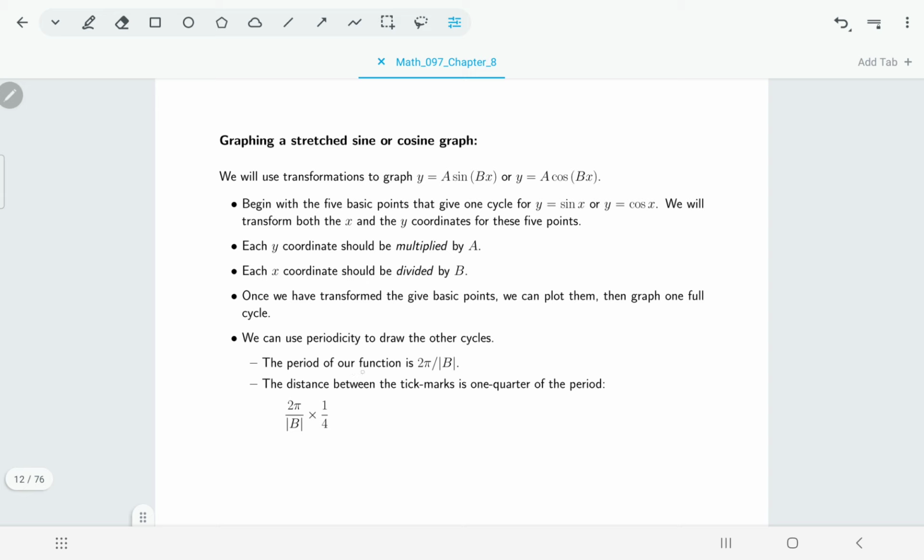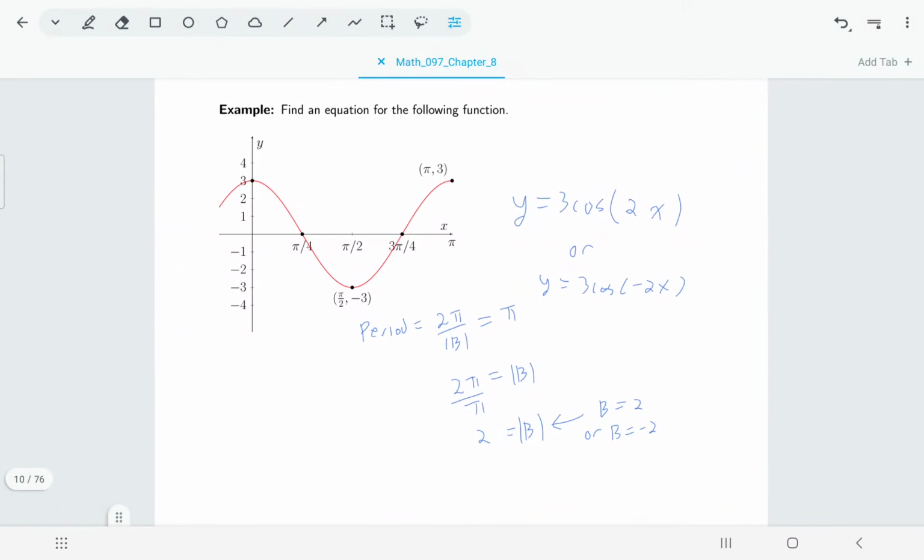So 2 little fun facts that are good to know. Of course, the period for our trig function, sine or cosine, is going to be 2 pi divided by the absolute value of b. And when we're thinking about how far those tick marks are from each other, if we're going back to our graph, remember that there are 5 tick marks in total, but they really are splitting up our period into 4 equal-sized chunks, and that's the reason why the distance between the tick marks is exactly 1/4 of that full period.